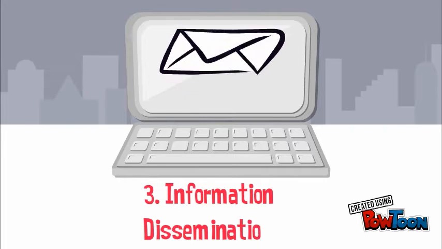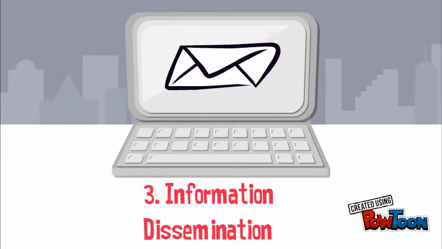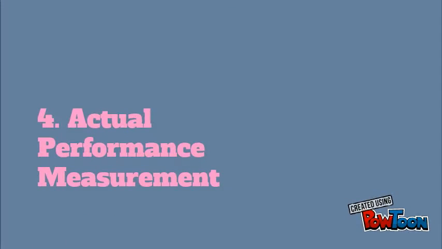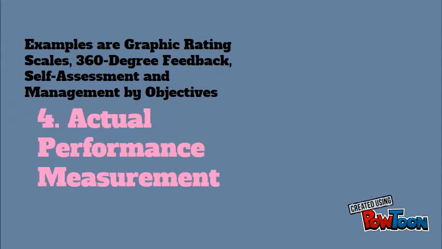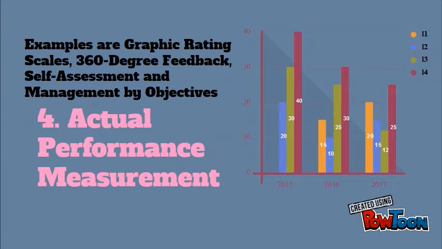Third is information dissemination. Fourth is actual performance measurement. Examples are graphic rating scales, 360-degree feedback, self-assessment, and management by objectives.